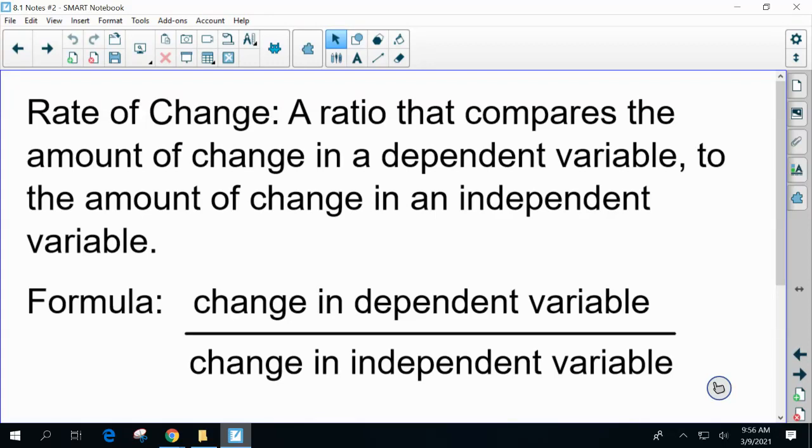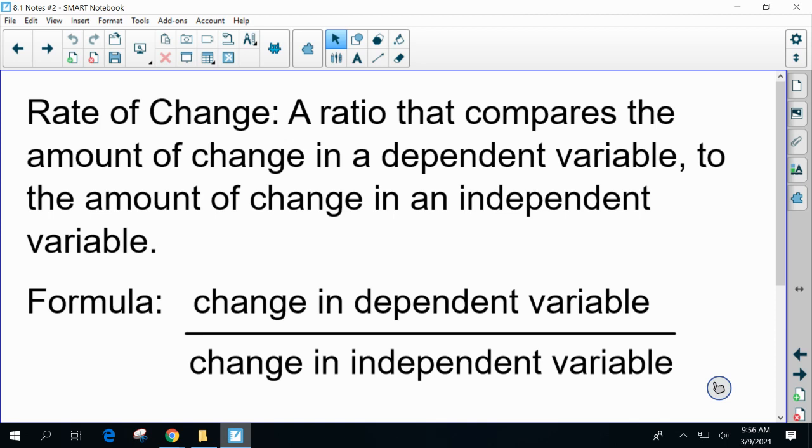All right, so this is the vocab word on your notes outline, and you need to pause your video and write this down. So the formula for this is the change in the dependent variable over the change in the independent variable. So this very much crosses over into science.